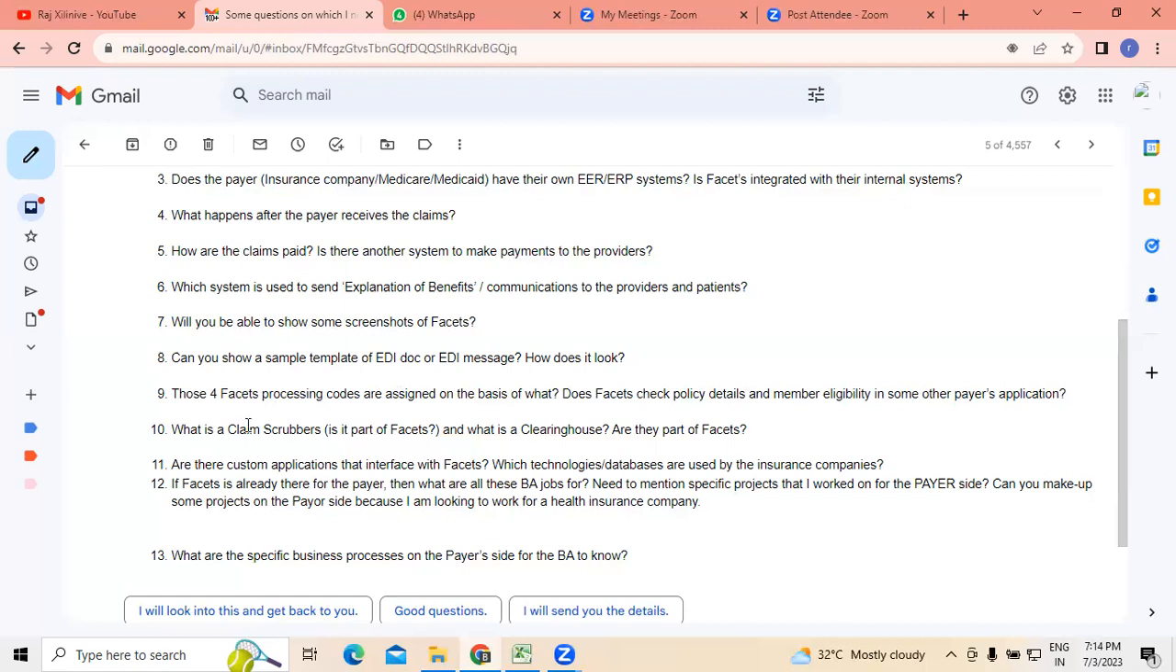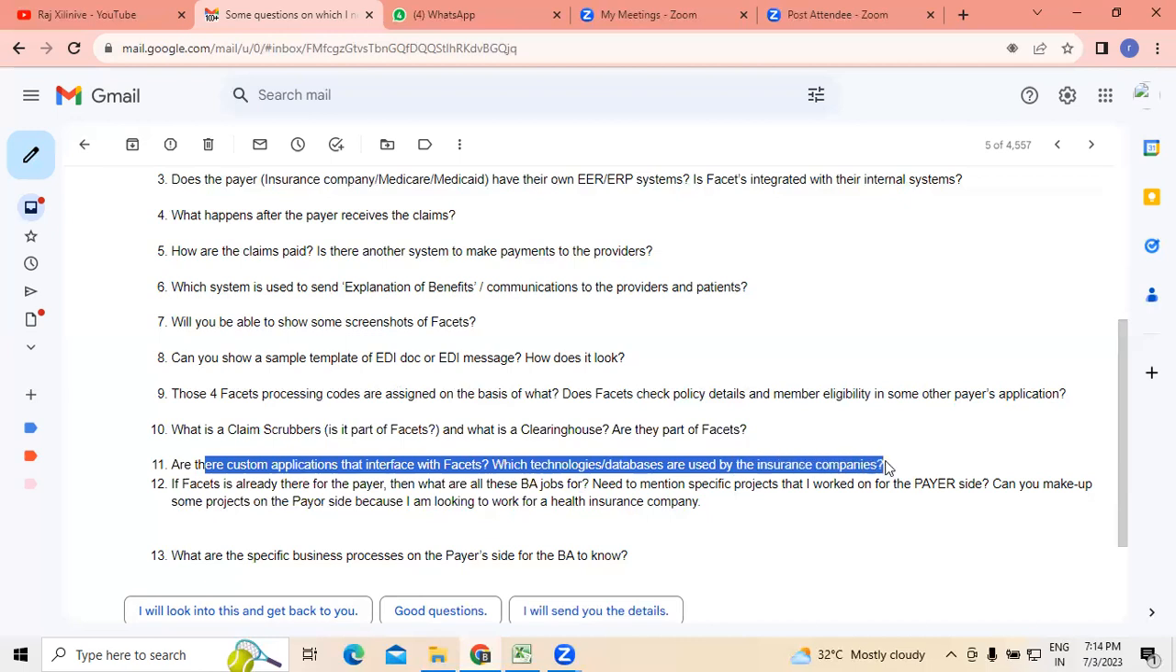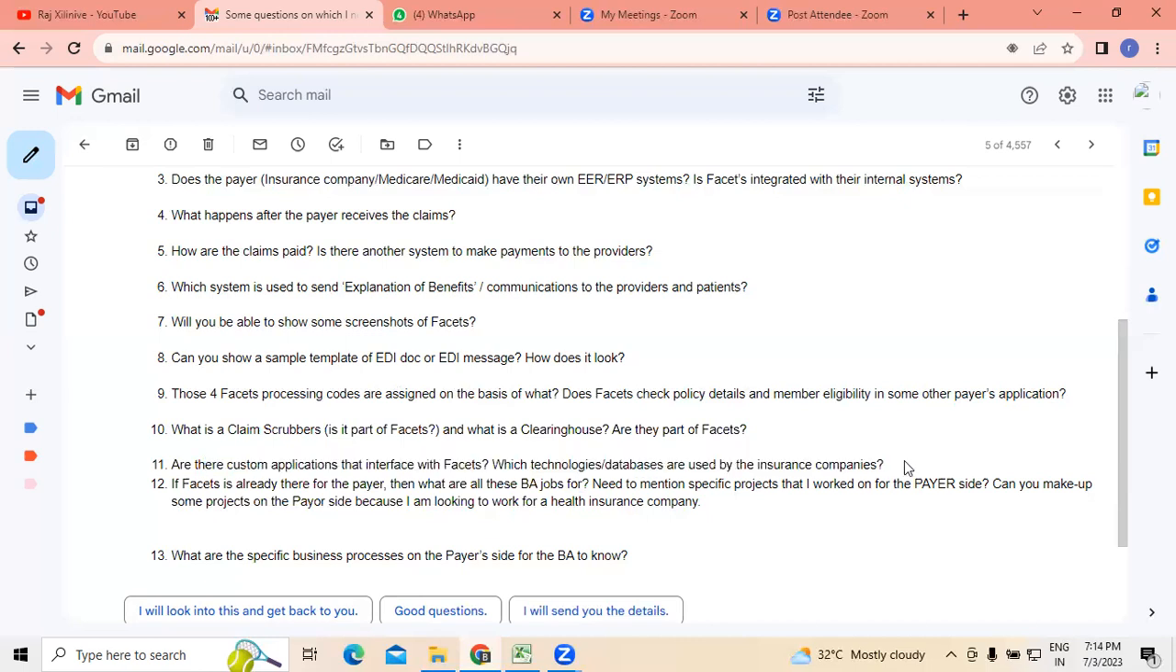Next, the 10th question was already answered. Next, the customer application that interfaces with Facets, which technology or database do insurance companies use? See, insurance companies use Facets as a claim processing application. If they want to integrate this application with any of the internal systems which they are using, their people will take care of that.